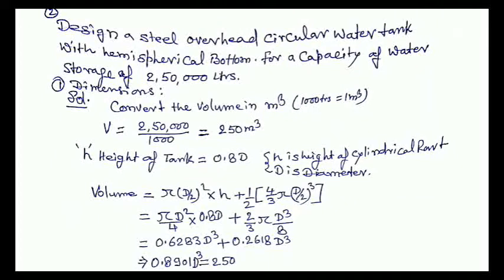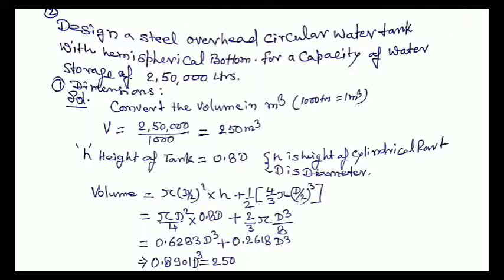There is a problem given to you. Design a steel overhead circular water tank with hemispherical bottom for a water storage capacity of 250,000 liters. First of all, the volume of the tank is given in liters. You have to convert it into cubic meters. You may divide it by 1000 because 1000 liters equals 1 cubic meter, as we all know. So volume of the tank in cubic meters is 250,000 divided by 1000, equal to 250 cubic meters.